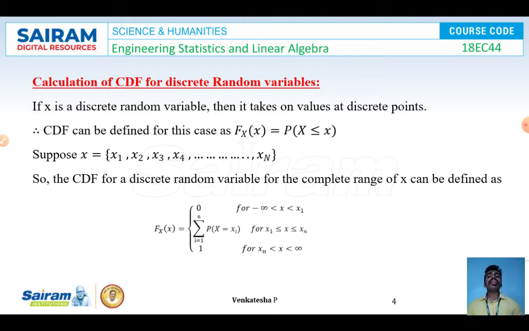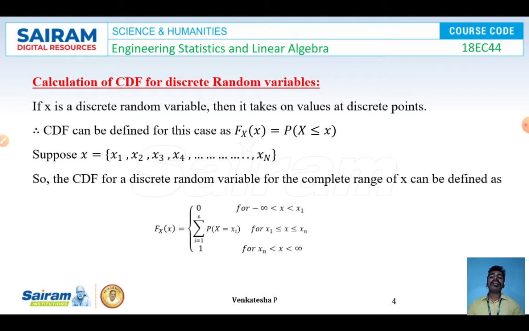We already learned what a cumulative distribution function is. Now we'll be learning how to calculate the cumulative distribution function for the discrete random variable. If X is a discrete random variable, then it takes values at discrete points. Therefore, the CDF can be defined for this case as F of x is equal to P of X less than or equal to x.